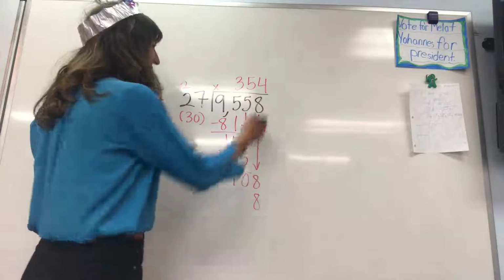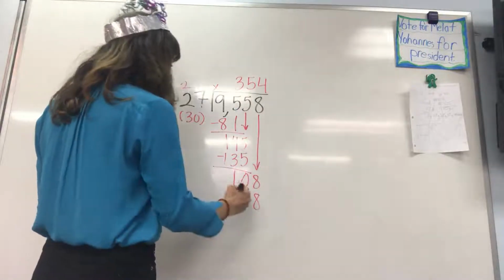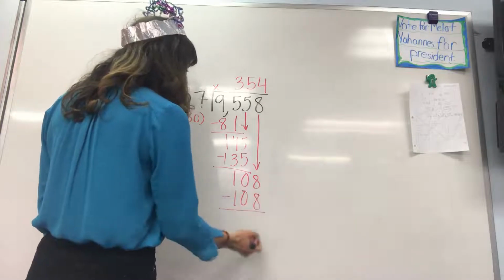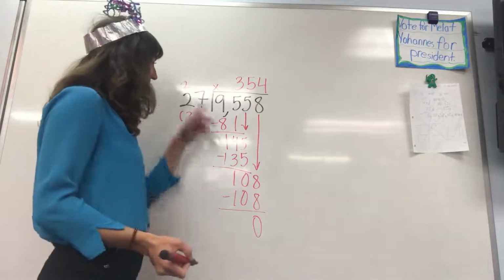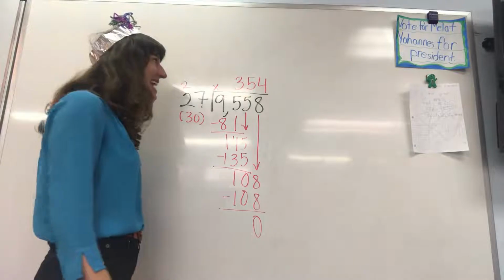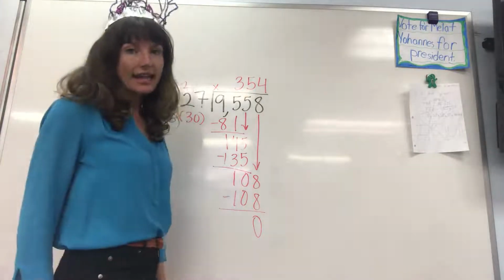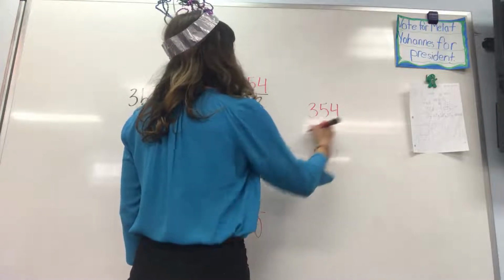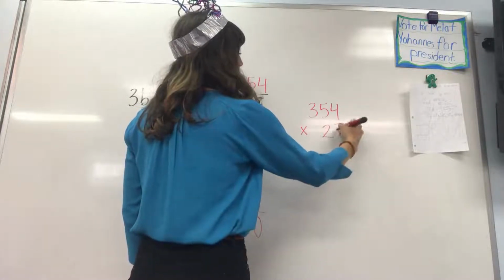Thank you. Amen. 4 times 2 is 8 plus 2 is 10. 108 minus 108 is 0. Is 0 less than 27? Yes, it is. Check it. Here is your quotient. Here is your divisor.